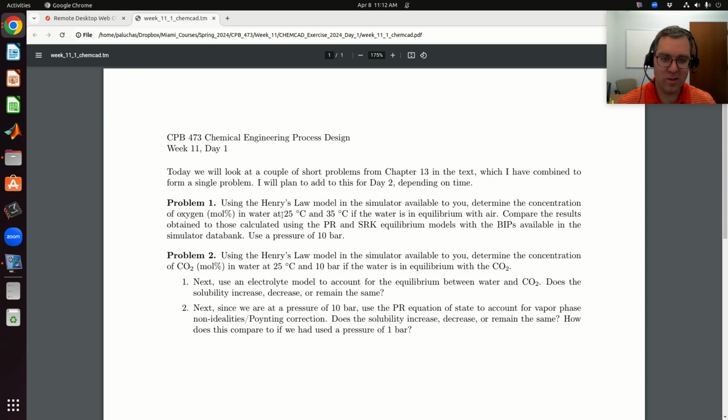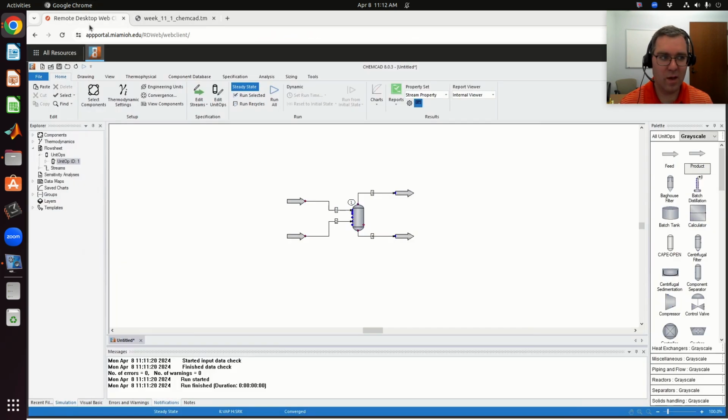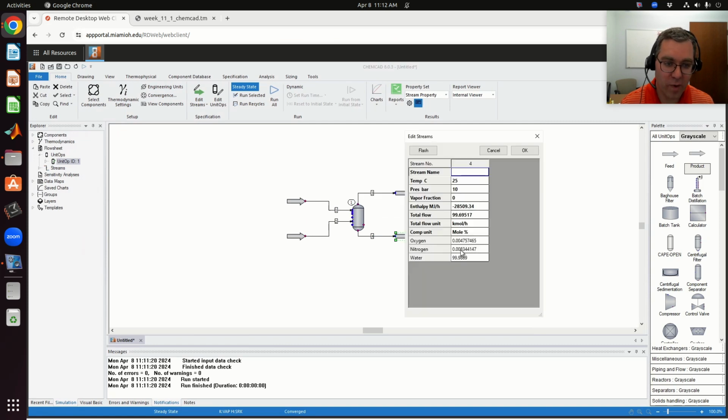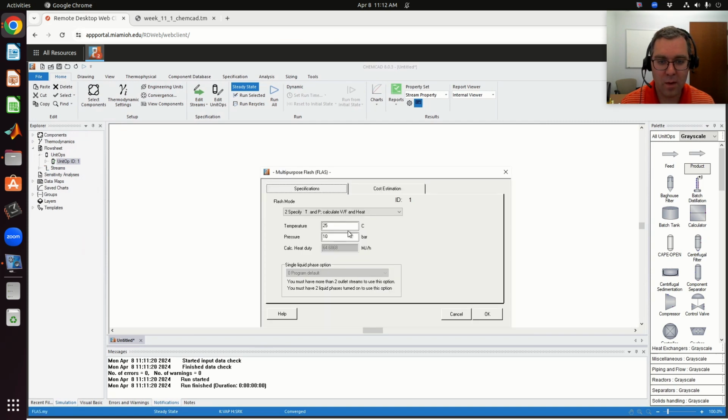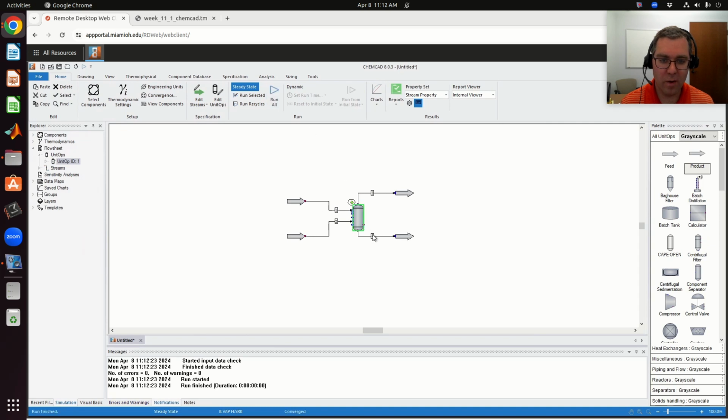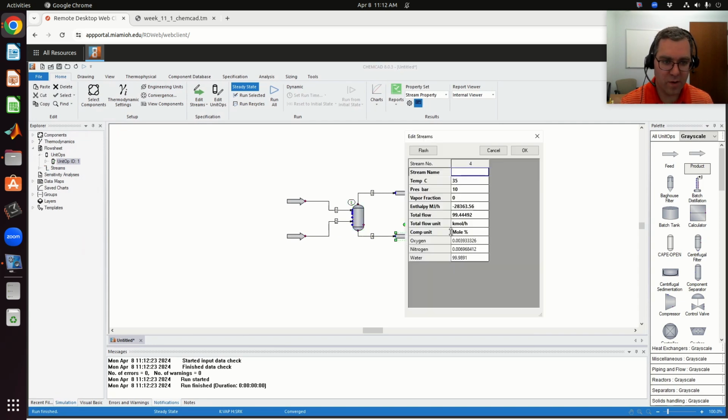If I increase it to 35 degrees C, I should expect it to just decrease, because gas solubility is going to decrease as temperature increases. So right now it's 0.0047 mole percent. If I make this 35, where I'm just specifying the temperature and pressure, we're looking for the solubility at that temperature and pressure. So temperature increases to 35, and the mole percent has just decreased.